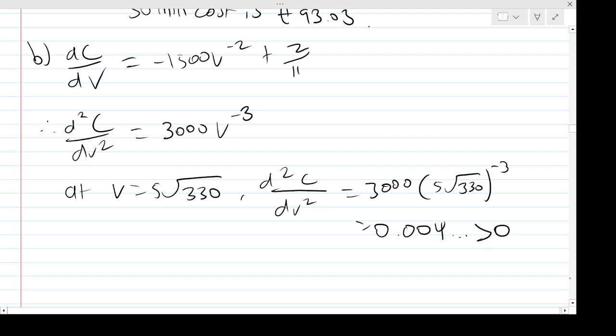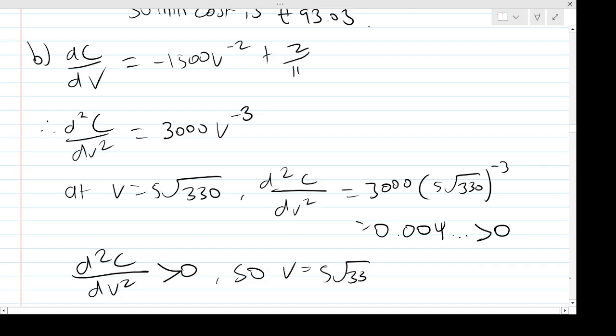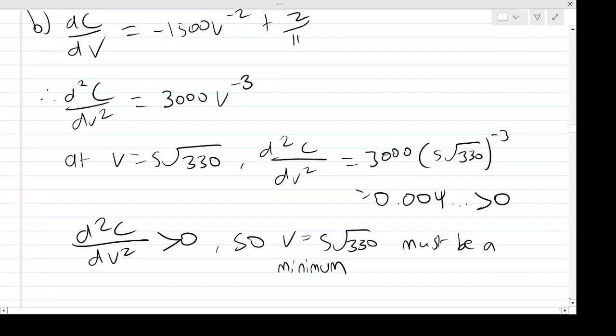And that's great news, because we should know that, because the second derivative here is positive, that means that v, my point, is a minimum. It indeed must be a minimum. That's because if the second derivative is positive, it will give me my minimum.